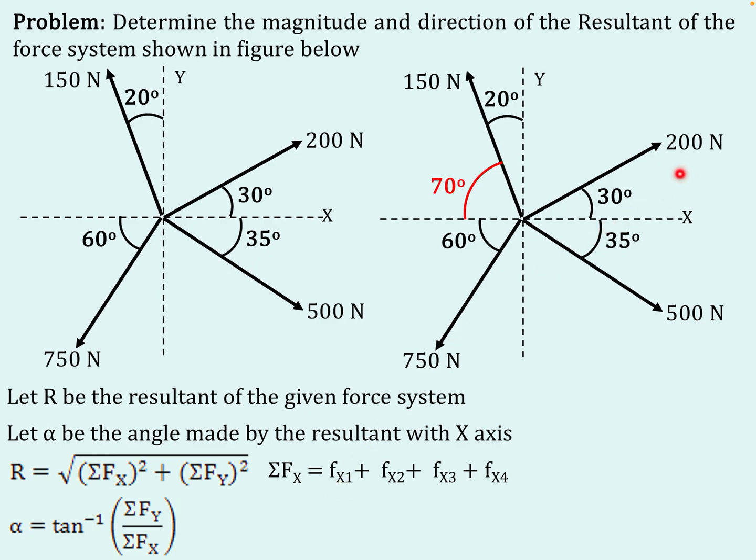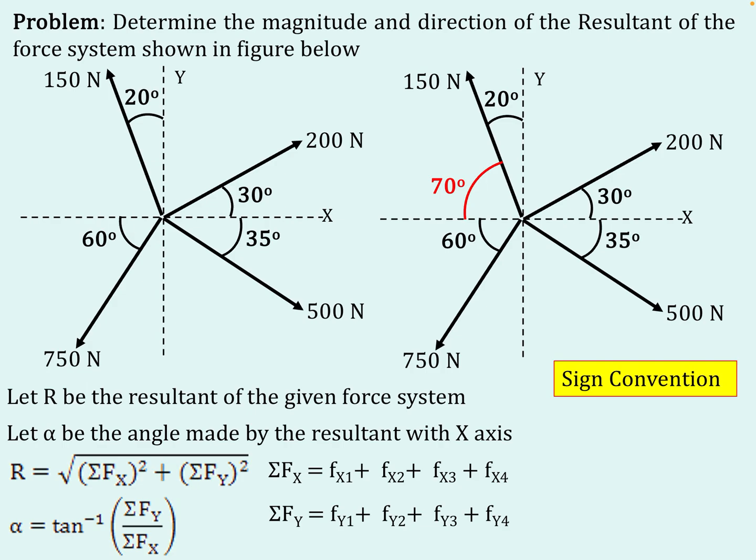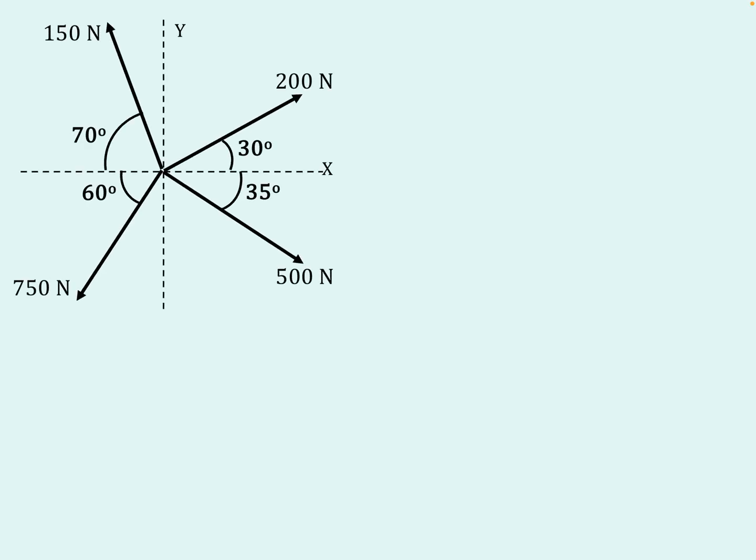Fx1 represents the x component of the first force, which I take as 200 newtons, and then in order. Similarly, sigma Fy is the algebraic sum of all the y components of the four forces. Now the sign convention, which we should not forget: a horizontal force to the right I take as positive, a horizontal force to the left as negative, a vertically upward force as positive, and a vertically downward force as negative. With this, let us start resolving each force and calculating sigma Fx and sigma Fy.